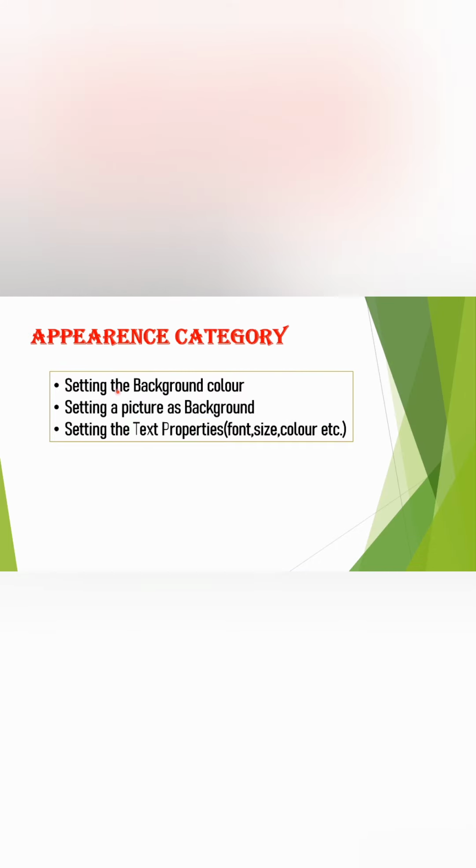In the appearance category, you can set the background color for your web page. You can set a picture as background for your web page, and you can set the text properties like text font, text size and text color.